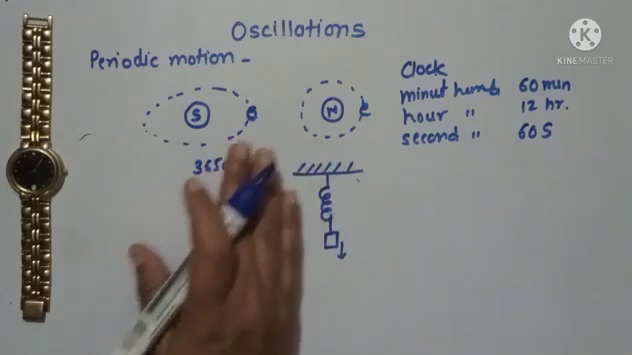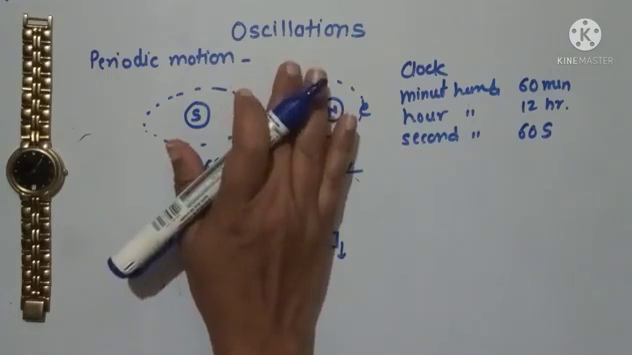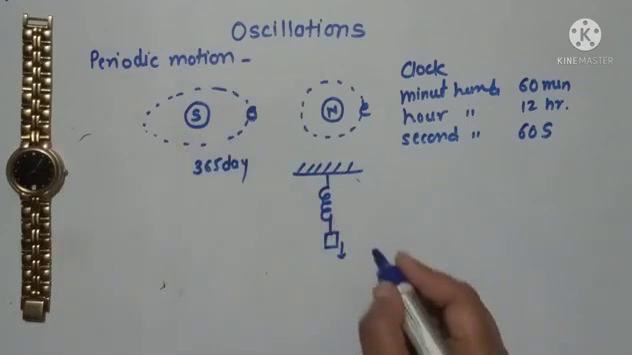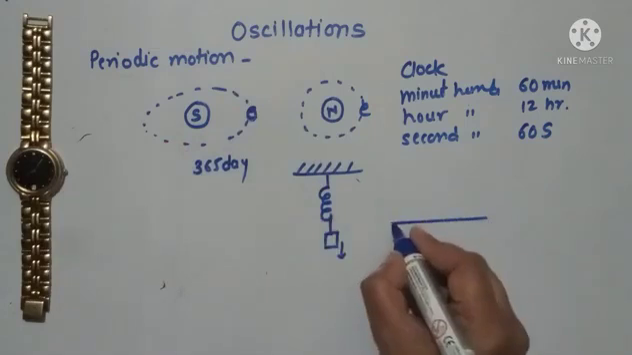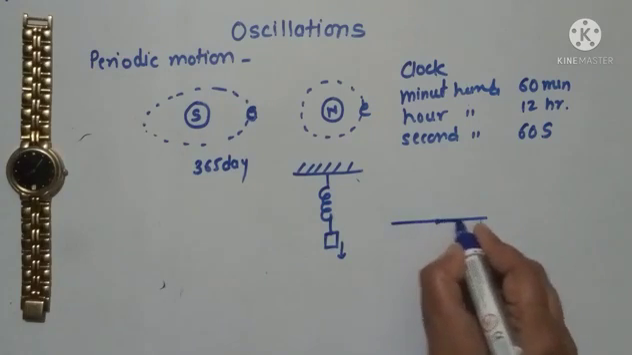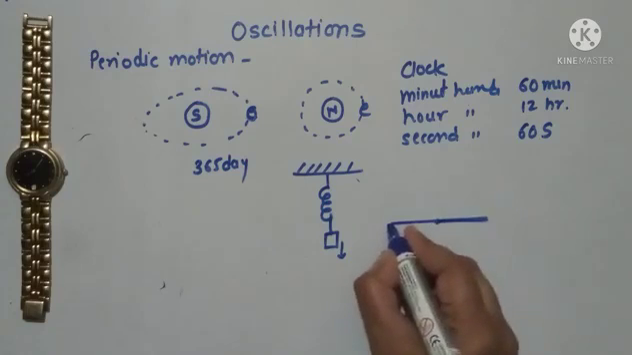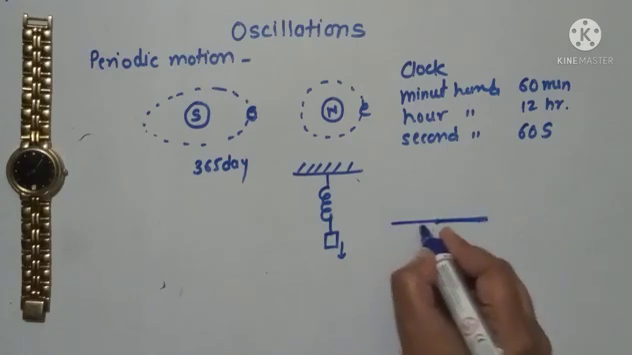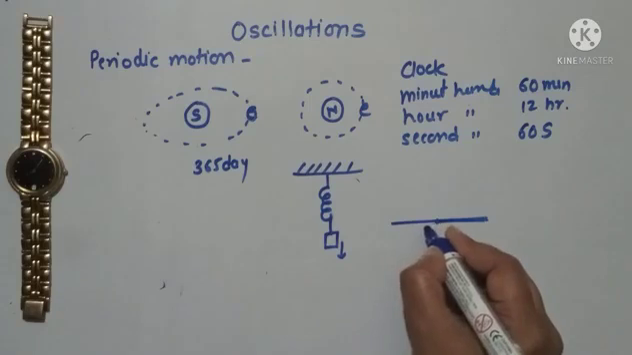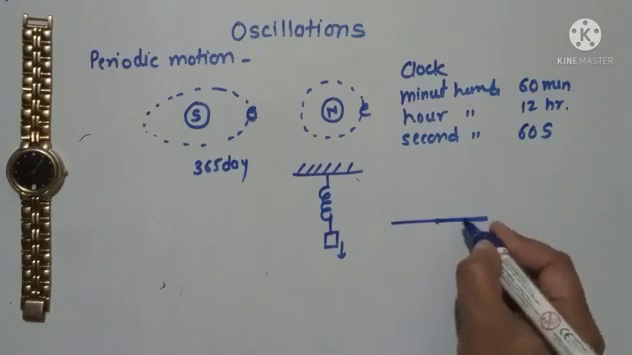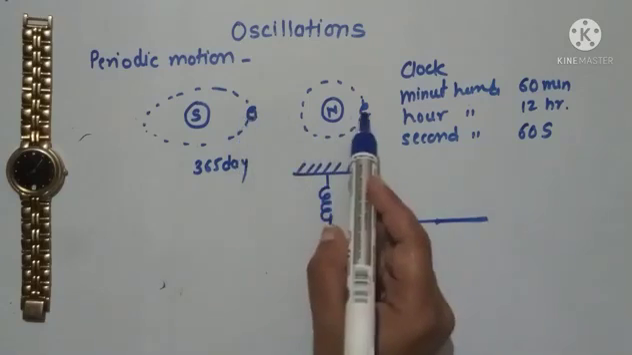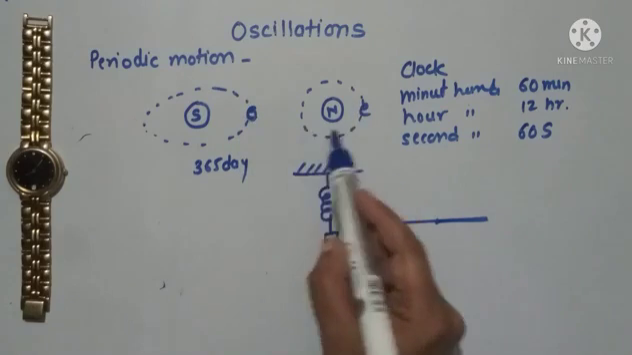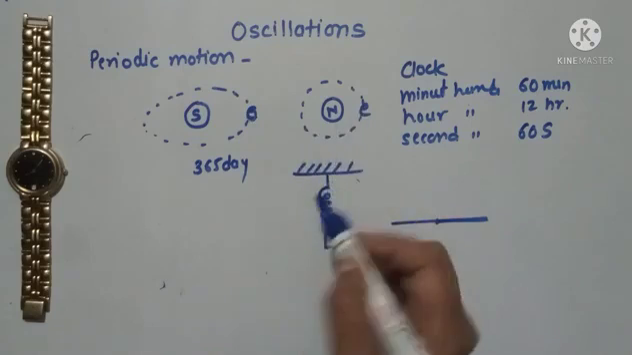Now let us see what is meant by oscillatory motion. Suppose this is a straight line, and a particle is moving forth and back about its mean position. Such a type of motion is called an oscillatory motion. For example, the circular motion of the earth is a periodic motion, but it is not an oscillatory motion.